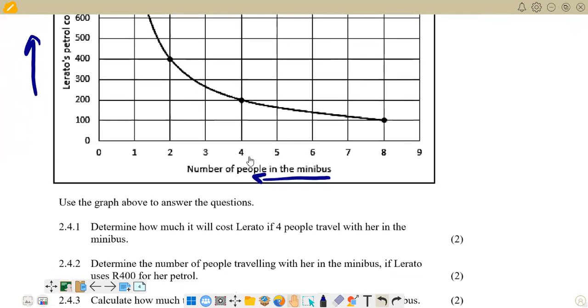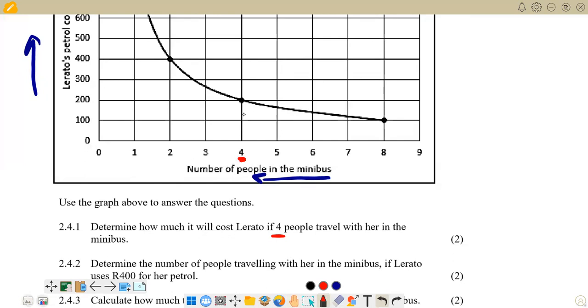Beneath that it says use the graph above to answer the questions. 2.4.1 is reading: determine how much it will cost Lerato if 4 people travel with her in the minibus. So the key figure that we have there is 4. 4 people are traveling, and remember we have got 800 as our total cost, but we are given a graph. We can simply go to the graph and find the figure there. We have a 4 here. These are the 4 people.